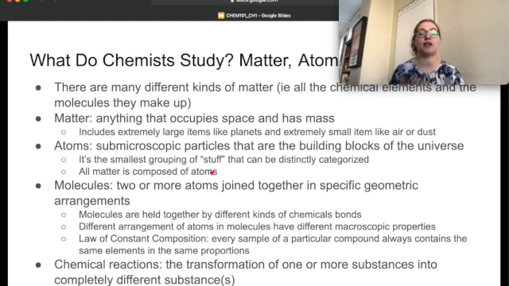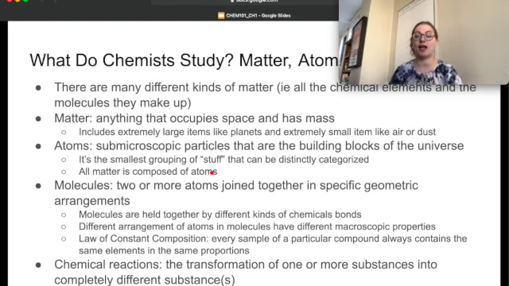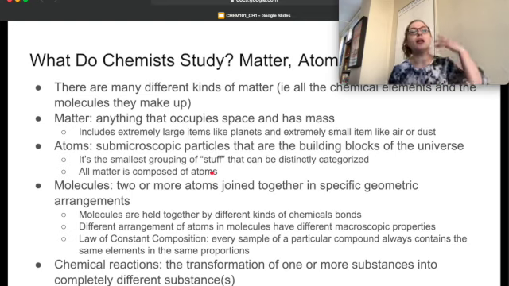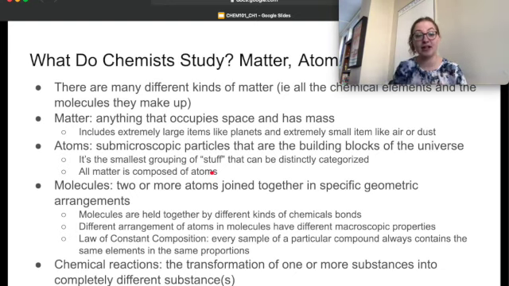So matter is anything that occupies space and has mass. So that means it takes up some amount of space, and it has mass. So there's some amount of stuff to it. So it takes up space and it has stuff. So you might also think of this as anything that has volume and mass, for example. So it includes extremely large items like planets and galaxies, and extremely small items like air particles or even the dust in your house, because I know that I need a dust for sure. That's kind of the idea there, is matter is just kind of all of the stuff we interact with.